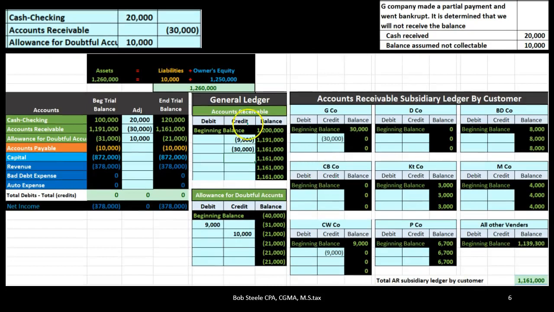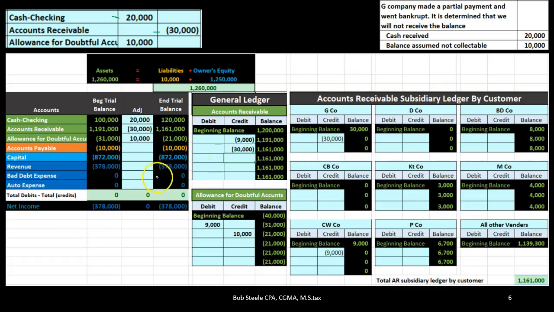Contrasting that with the allowance method, we still got the cash, we still got the receivables going down to 0, but instead of the 10,000 going to bad debt, now it goes to the allowance for doubtful accounts. So we have the same effect on the accounts receivable, 1,191,000 down by the 30,000 to 1,161,000. Same effect on the subsidiary ledger, the company going down to 0, 30,000 minus the 30,000 to 0.